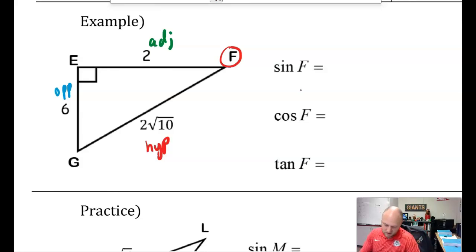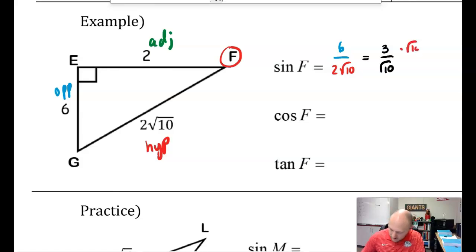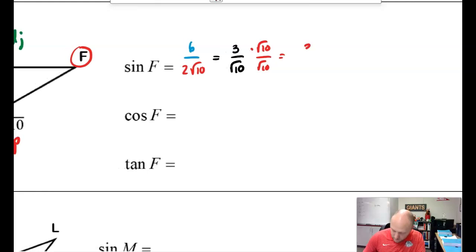So sine is going to be opposite over hypotenuse. Our opposite side is 6 divided by our hypotenuse, which in this case is 2 square root of 10. Now notice they're both multiples of 2. So I'm going to reduce by 2. So I get 3 over the square root of 10. And now I want to multiply by the square root of 10 in order to rationalize this. So our answer, 3 square root of 10 over 10.